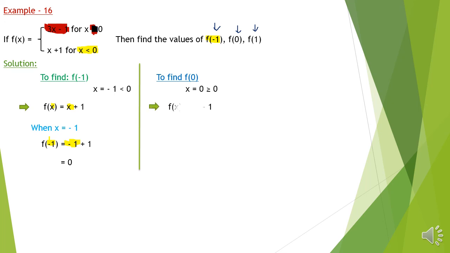So f(x) is equal to 3x minus 1, because it must satisfy the condition, because there are two functions and there are different conditions. So when x is equal to 0, 3 times 0 minus 1 is equal to minus 1. So the value of f(0) is minus 1.